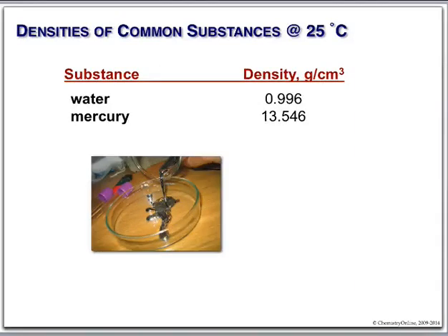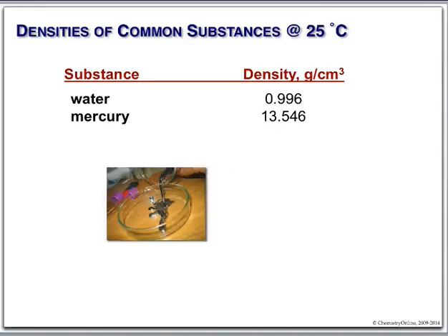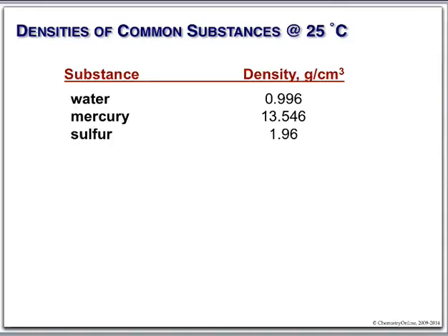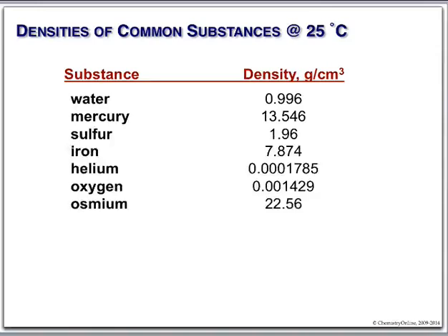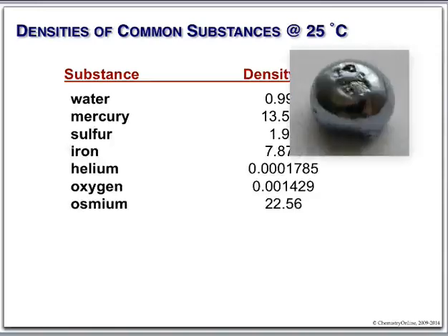Mercury. Back in the old days, we used to be able to play with mercury in lab. It was fun. Nice and shiny and silver and heavy. Now it's considered a neurotoxin. Can't do it. Very dense, 13.5 grams per cubic centimeter. Sulfur, about 2. Iron, 7.8 grams per cubic centimeter. Note these gases, they're very, very low, aren't they? 0.001 grams per cubic centimeter.